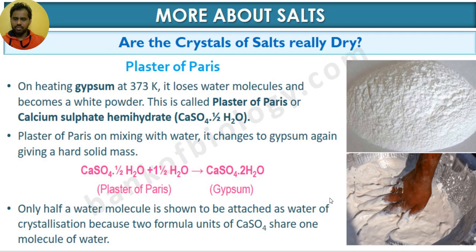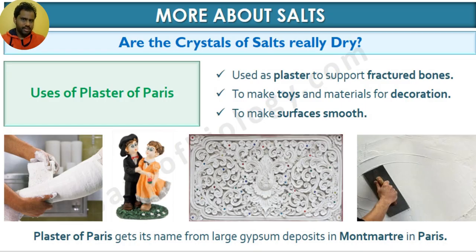Only half a water molecule is shown attached as water of crystallization because 2 formula units of CaSO4 share 1 molecule of water. Okay, clear? I hope this is clear. The concept of gypsum is also important. Now let us quickly see the uses of plaster of Paris. It is used as plaster to support fractured bones. It is also used to make toys and materials for decoration, and to make surfaces smooth. Thank you.